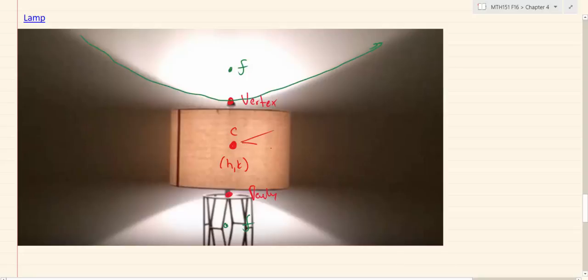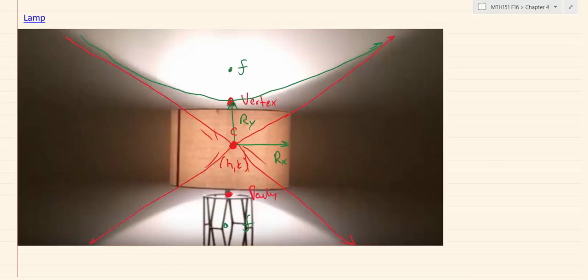The light bulb is throwing out light rays in all directions. The light rays that go this way hit the side of the lampshade and are absorbed. They don't escape. But this light ray does escape. And this light ray escapes and goes that way. What are those? Those are your asymptotes. This guy here would be r sub x, and this guy from here to the vertex would be r sub y. So we could actually calculate the equation of that asymptote.